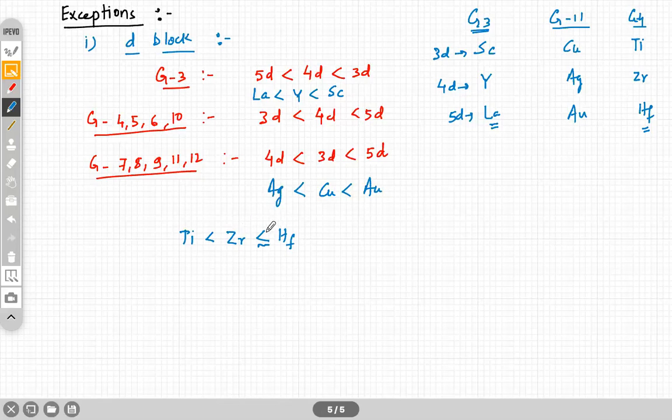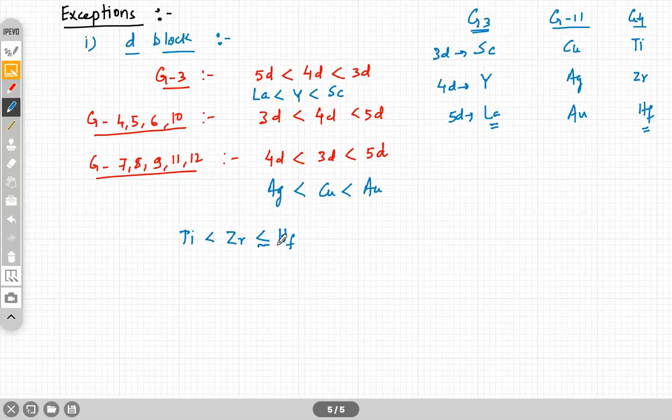Why is the size equal here, or the difference not that great? It is only a bit higher than that of zirconium, the ionization energy, right? That is because of the lanthanide contraction over here. Okay, so ionization energy is almost very similar to that of zirconium, but if you have to choose between this one and this one, we'll go by hafnium having more ionization energy than zirconium.